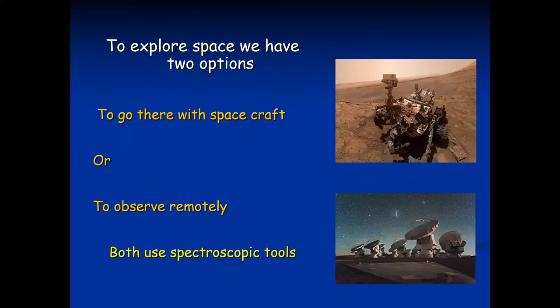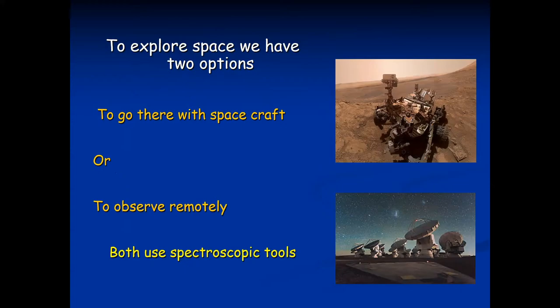But in both cases, the tools we used actually understand and study what is out there, particularly what the chemical species are, or whether indeed we might be looking for plant life. They are spectroscopic tools. And so what I want to do in this talk is explain how spectroscopy in its broadest form is used as a tool in astrobiology research.